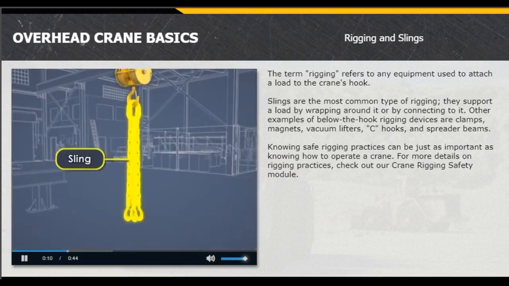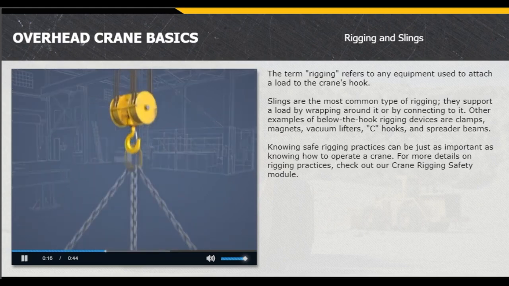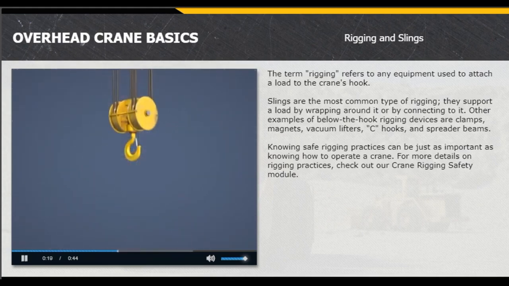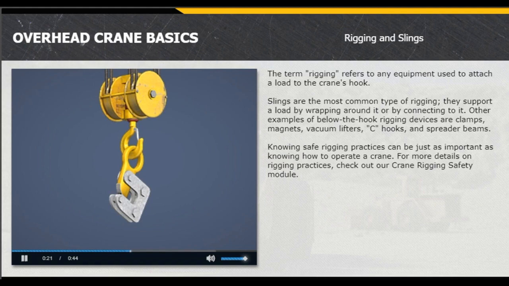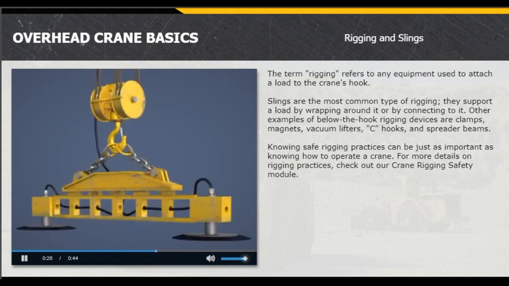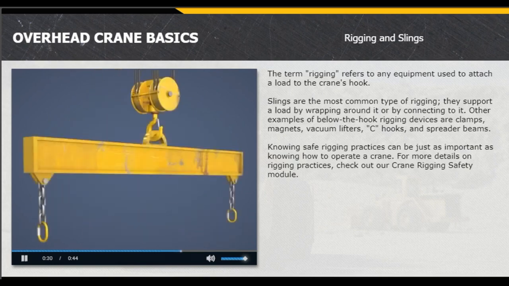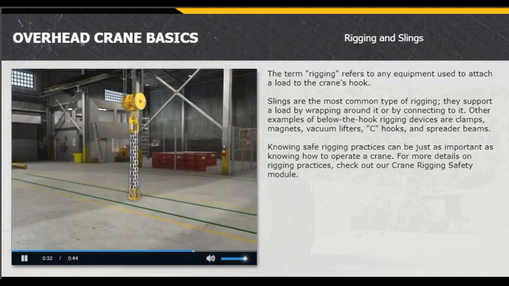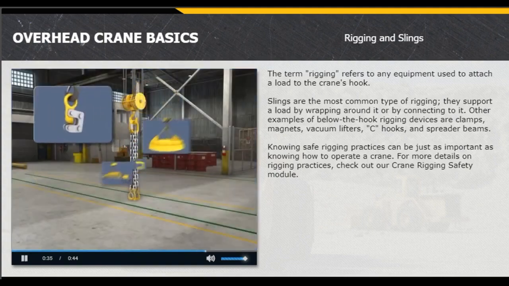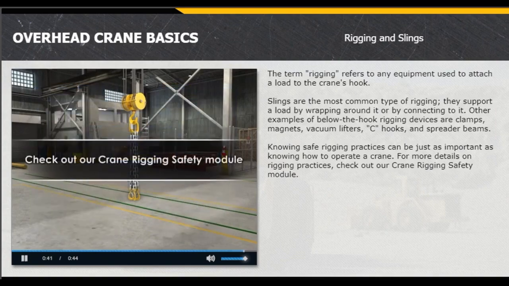Slings are the most common type of rigging. They support a load by wrapping around it or by connecting to it. Other examples of below-the-hook rigging devices are clamps, magnets, vacuum lifters, C-hooks, and spreader beams. Knowing safe rigging practices can be just as important as knowing how to operate a crane. For more details on rigging practices, check out our Crane Rigging Safety module.